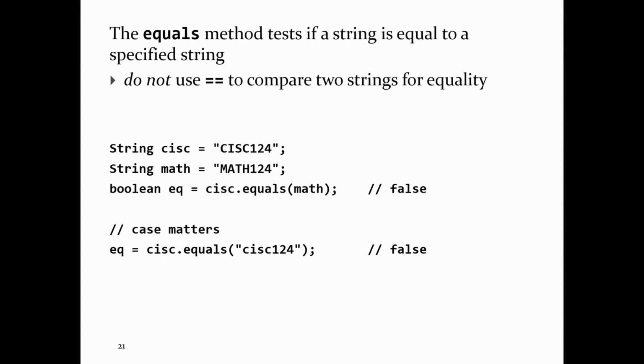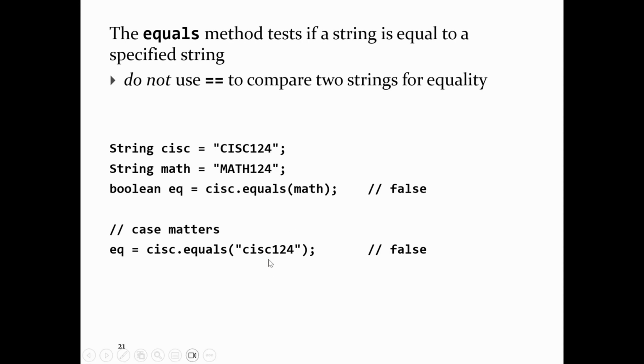For things like strings, the equals method tests whether the two strings are equal. So you have to look at the documentation for equals to determine what it means for two strings to be equal. If you look at the documentation, it says two strings are equal if they have the same length and if they have the same sequence of characters. So CISC124 and Math124 have the same length, but they're made up of different characters, so they're not equal.